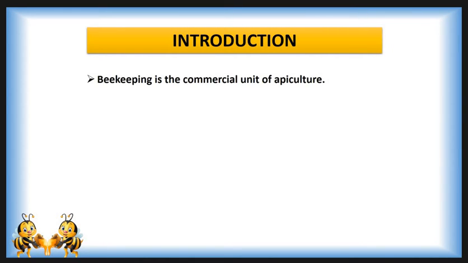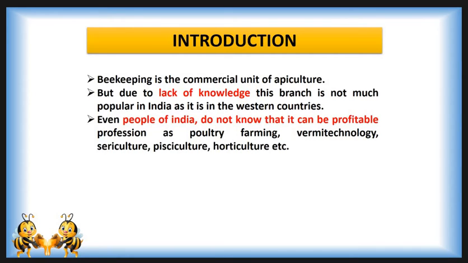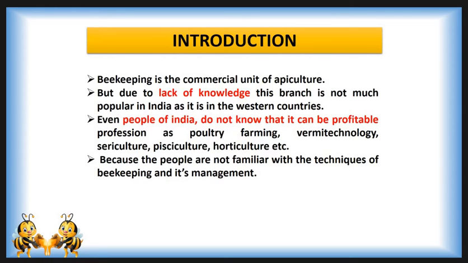Beekeeping is a commercial unit of apiculture. But due to the lack of knowledge, this branch is not much popular in India, as it is in the Western countries. Even people of India do not know that it can be a profitable profession, like the poultry farm, vermitechnology, sericulture, pisciculture, and horticulture. Because the people are not familiar with the technique of beekeeping and its management.